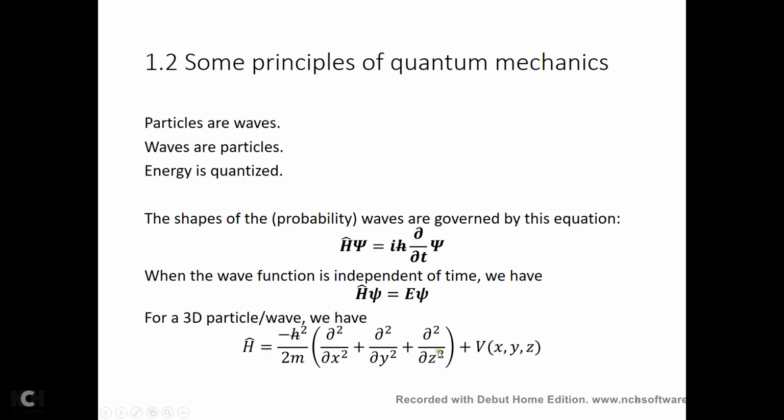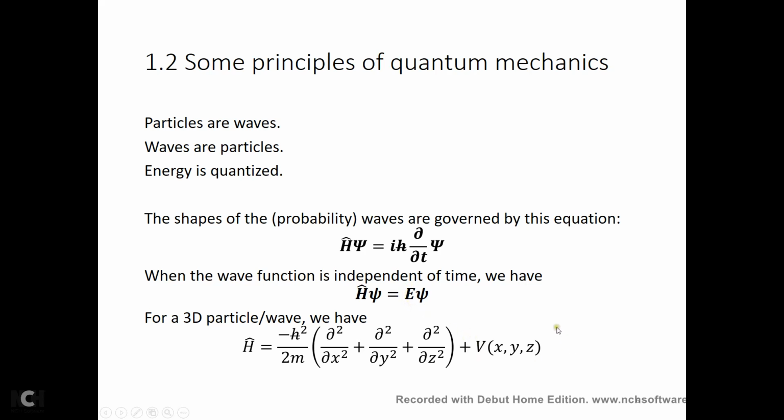So all you need to do is plug this expression in here, and then solve this Schrodinger equation. You will be able to find some wave functions that satisfy this condition. When you apply this H to the wave function, you will get the original wave function back multiplied by a constant. That constant E is the energy of the particle.